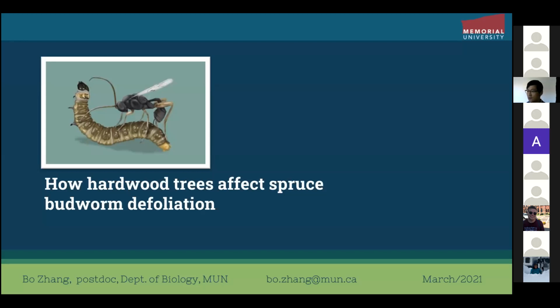And first of all, the budworm, this is a parasitoid attacking the budworm. So parasitoids were believed, well, I guess are believed, to be a driving factor of the budworm population. So it's quite an important link in this whole budworm system. So that's one reason I have this.